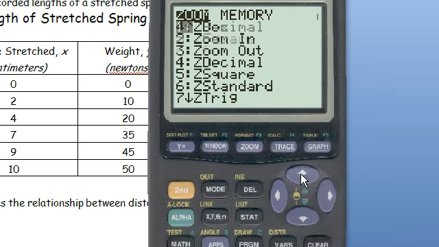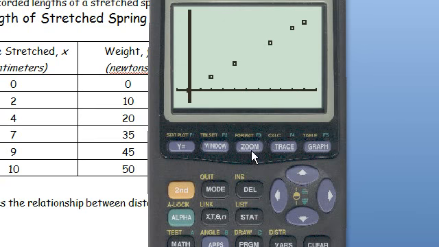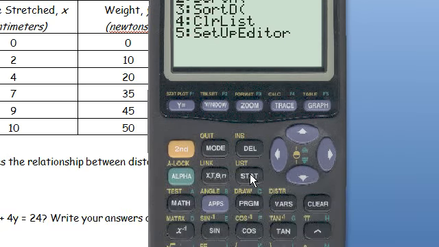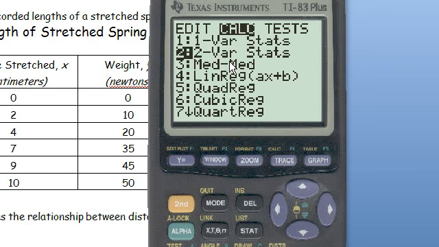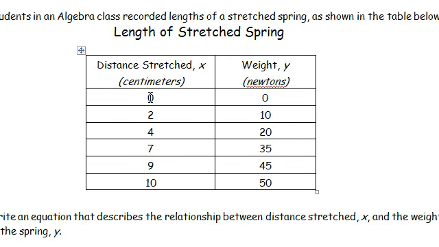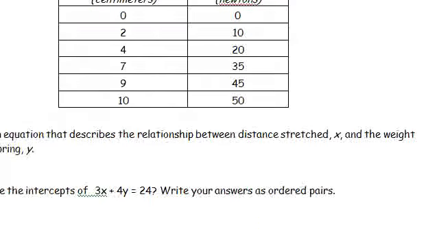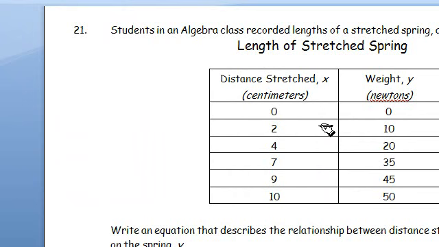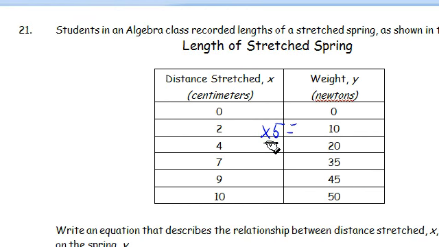I'll hit zoom stat. Okay, looks like it's a linear relation. So let's hit stat, go over to calc, calculate the linreg, and there you have it. It's y equals 5x, and you can easily see that because when x is 0, we're at starting point 0. When x is 2, we're at 10, so 2 times 5 equals 10. 4 times 5 equals 20. 7 times 5 equals 35, and so on.